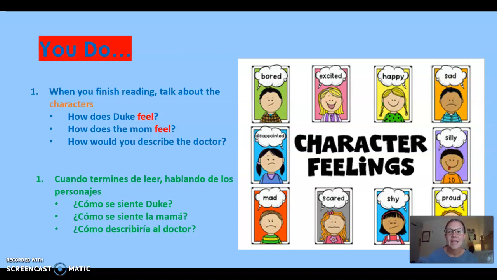And then the last thing is I want you guys to be thinking about how you would describe the doctor and what type of person he is. You can think about your own doctors too and what type of people they are. Are they kind? Are they caring? Or are they mean? I want you to be thinking about how the doctor in the story Tough Break is and how you would describe him. Maybe just one or two words.